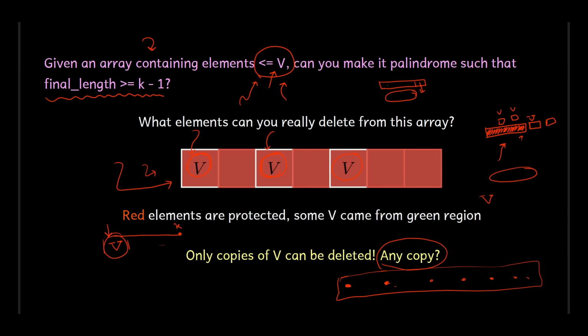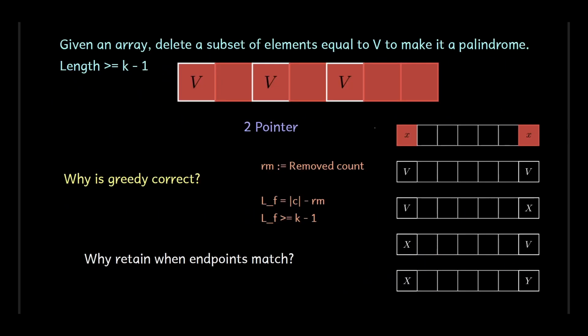So you are allowed to delete any copy, but there is a constraint. What is the constraint? That you should not delete so much that the final length becomes less than or equal to k minus 1. So we have to solve this reduced version of the problem. Just to formalize this, this time you are given an array that contains elements that are less than or equal to v, and you are only allowed to delete a subset of elements that is exactly equal to v, and you have to make it a palindrome. So you have to report whether creating a palindrome is possible or not. Now, how do we do this?